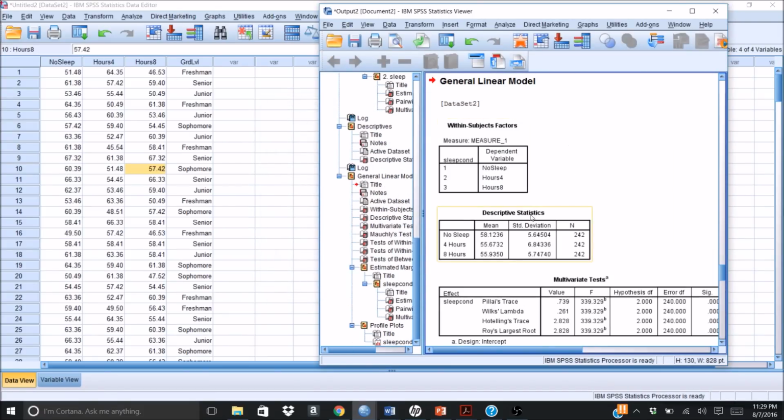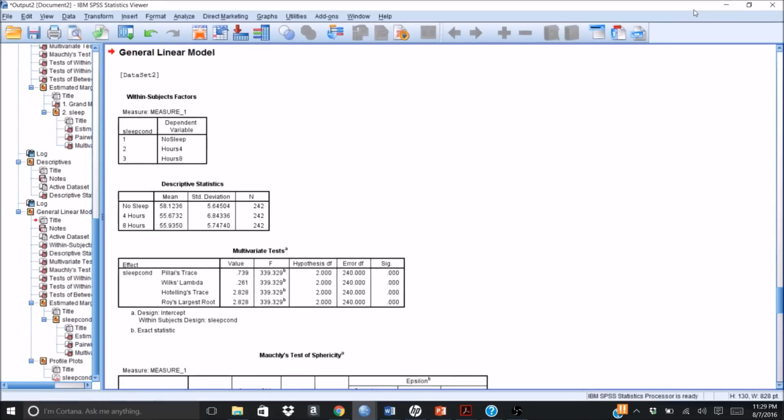And what we see here, I can make this a little bit bigger. What we see here is just letting us know that sleep condition 1 meant that they had no sleep. Sleep condition 2 meant they had 4 hours of sleep. And sleep condition 3 meant that they had 8 hours of sleep. I have my descriptive statistics. So I've got my mean and standard deviation for no sleep, 4 hours and 8 hours.